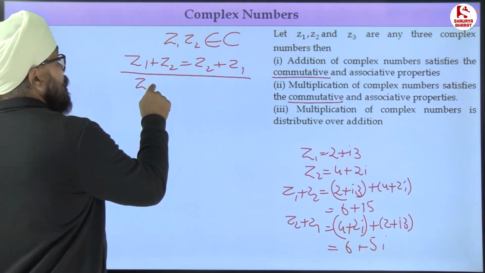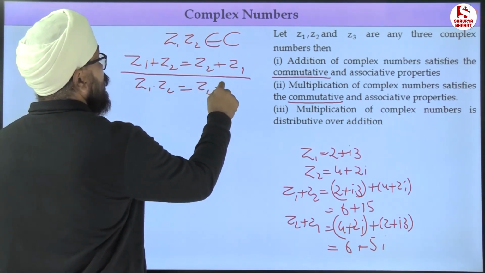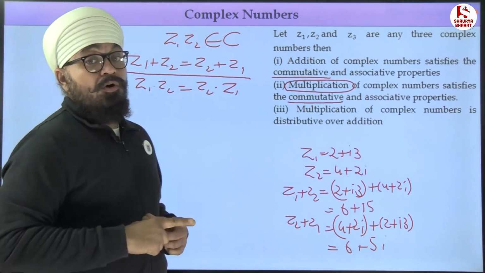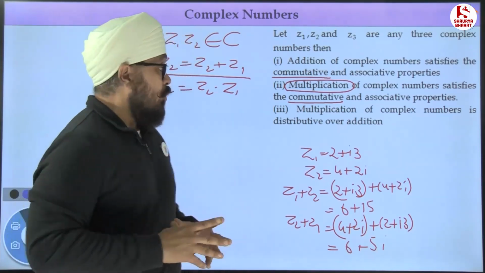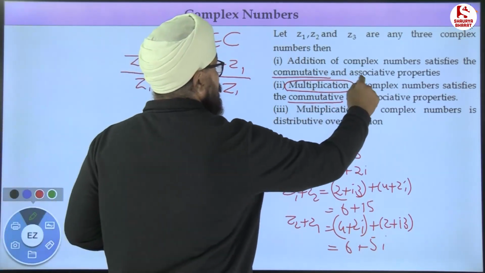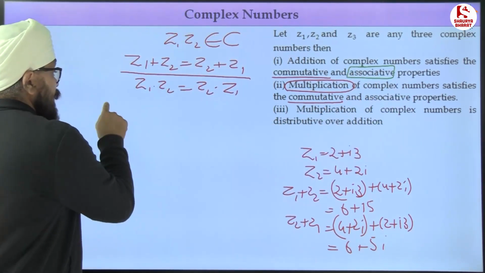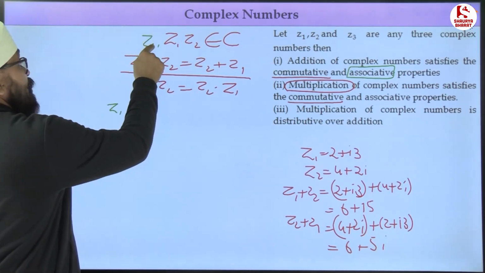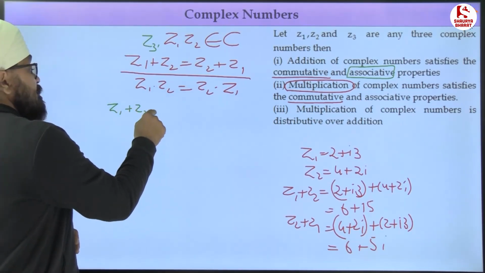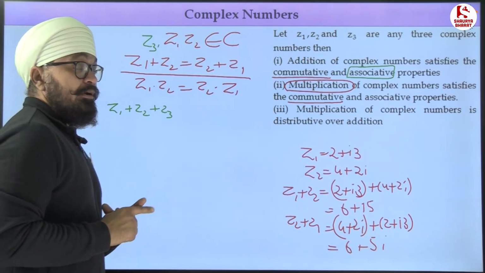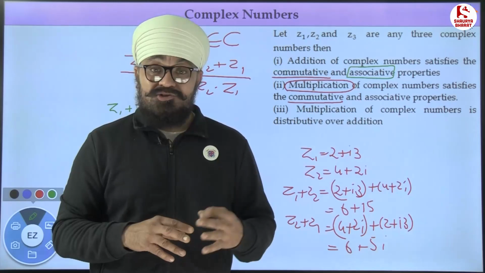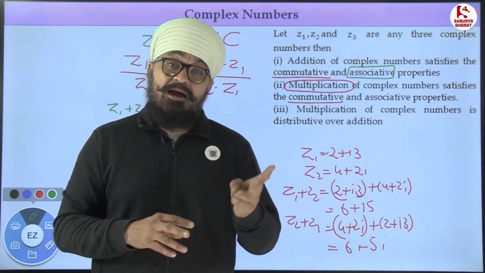Similarly, we can go with Z1 into Z2 or Z2 into Z1. Multiplication is also obeying the commutative property. So, this commutative law is valid for multiplication, as well as for the other law, which is associative. Associative means that here I have to take one more complex number Z3. Whenever you are adding Z1, Z2 and Z3, we know that we cannot add 3 complex numbers at a time. Rather, we cannot add any 3 integers or natural numbers simultaneously. First, we have to add 2.